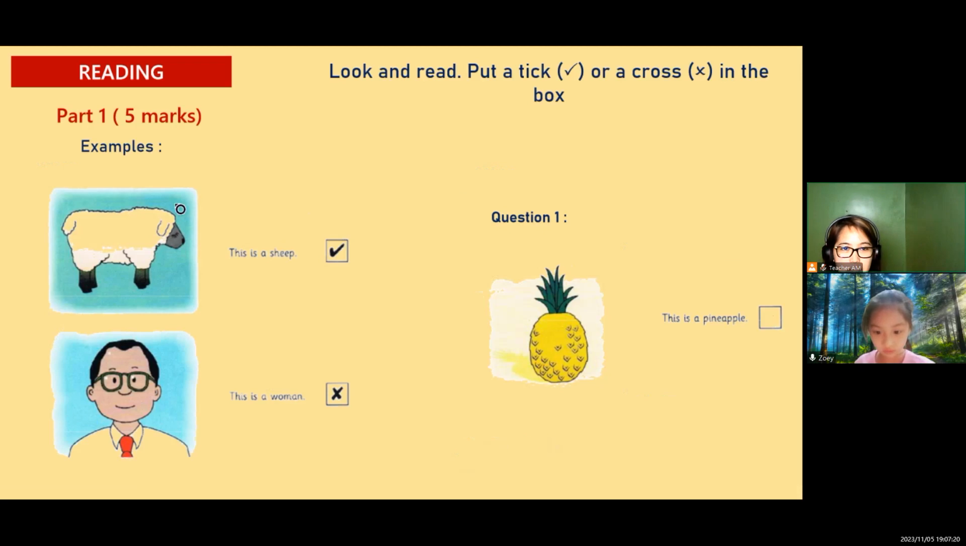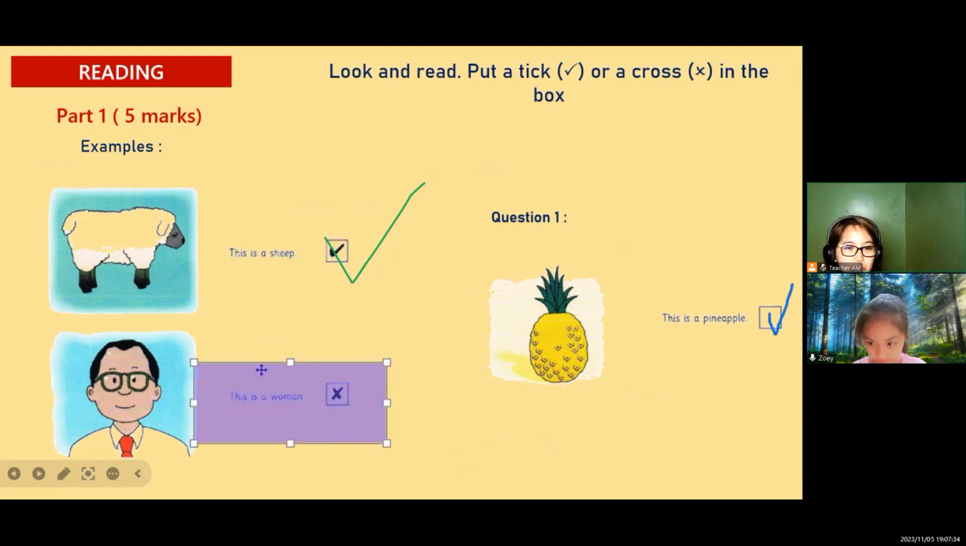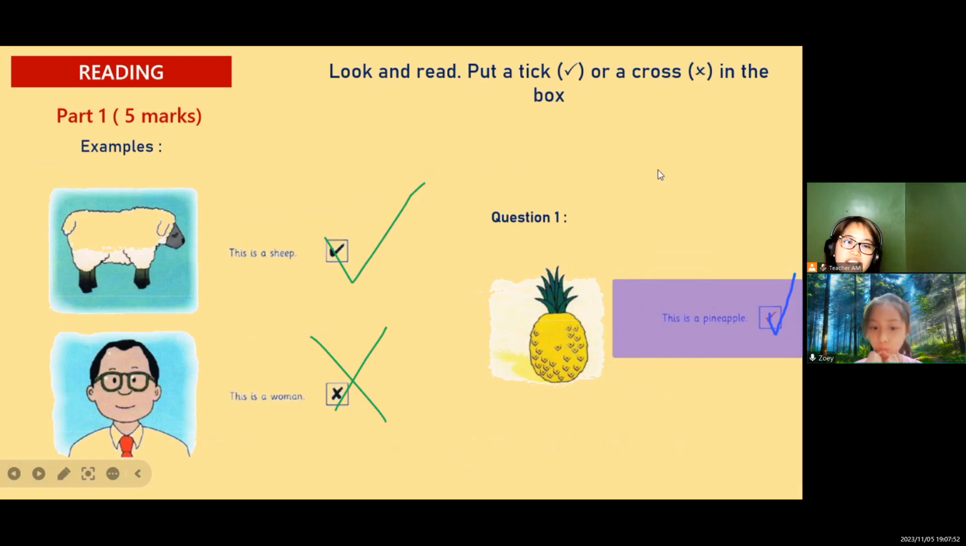Example number one, please read. This is a sheep. Nice. So this is a tick. Now, example number two, please read. This is a woman. Okay, this is a cross. Why? This is a man. Very good. Now please read number one. This is a pineapple. Very good, Zoey.